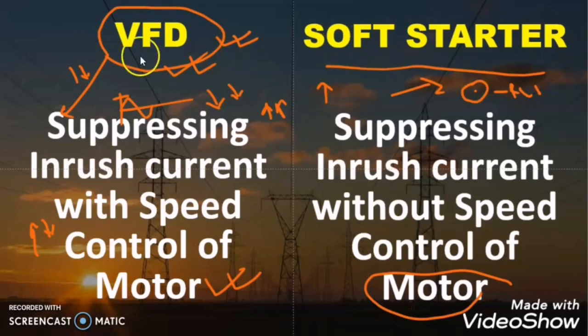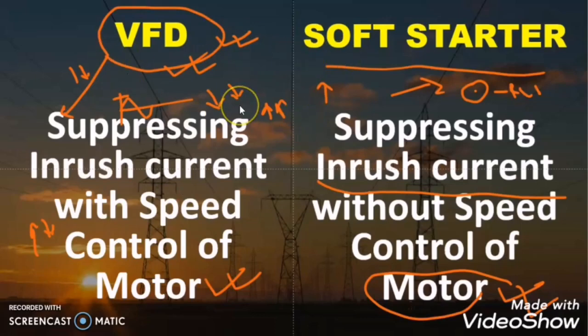So what is the difference between soft starter and VFD? The VFD is always in the circuit, but the soft starter is only active in starting up the motor and stopping the motor. It is suppressing the inrush current without having any control on the speed of the motor during operation. But VFD is suppressing the inrush current, and it also has control on the speed of the motor during operation.